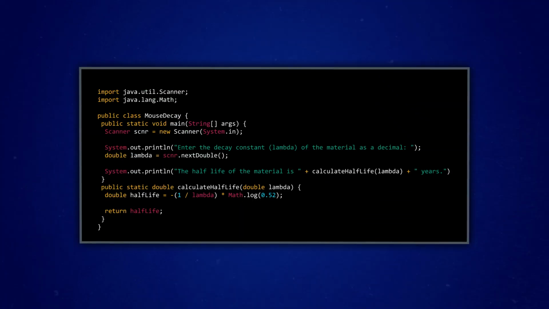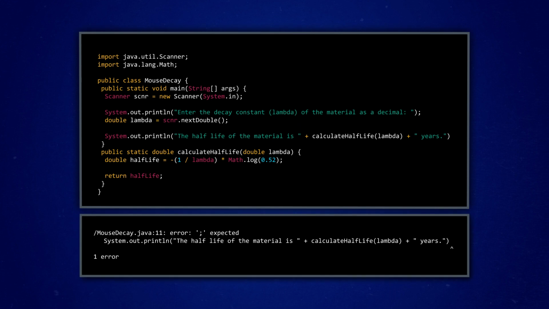To test our code, let's enter the decay constant of uranium-235 as our input, because we'd expect an output of that huge half-life we calculated before, around 700 million years. But when we try and run our code, it looks like we have an error.